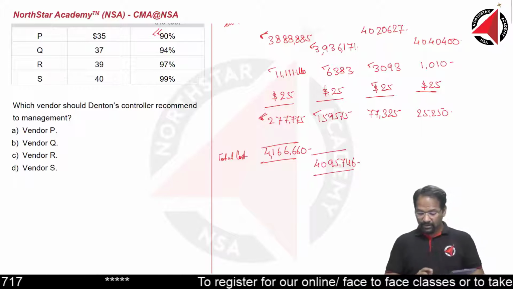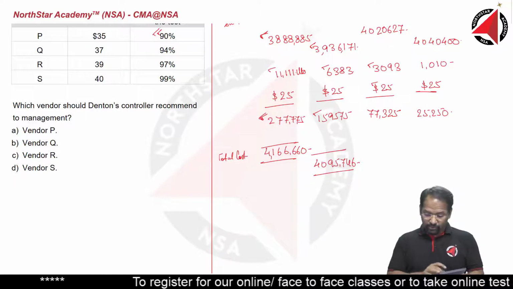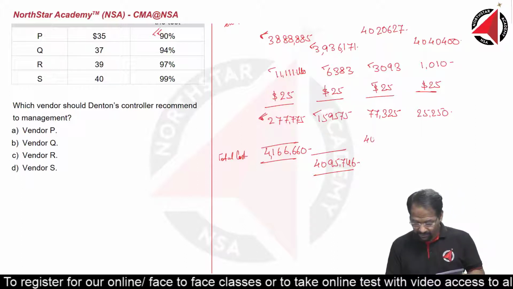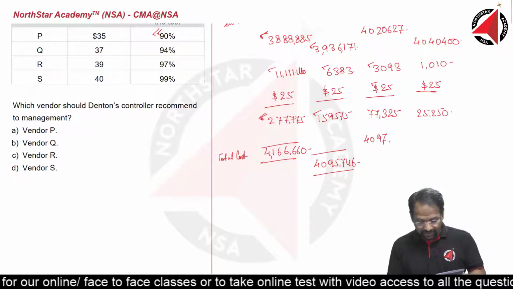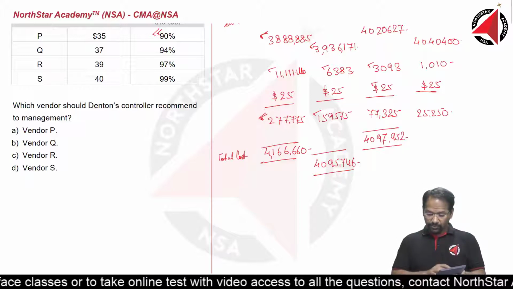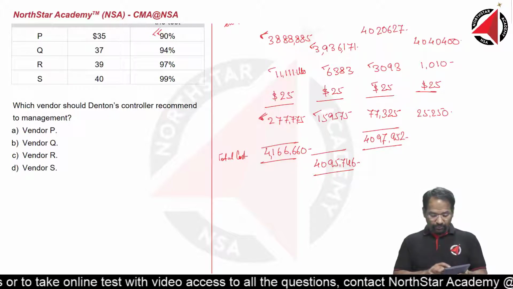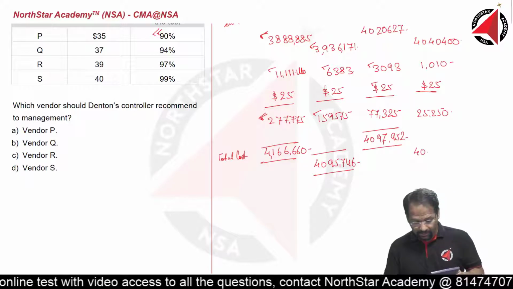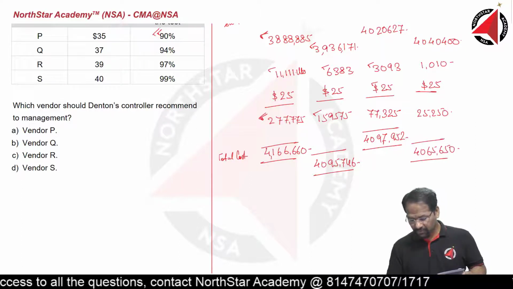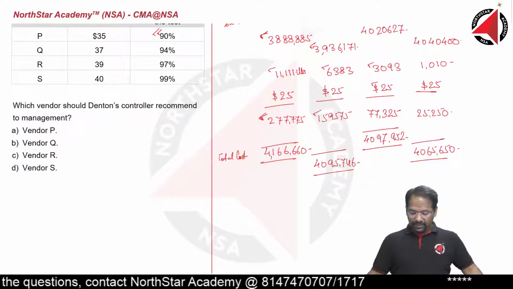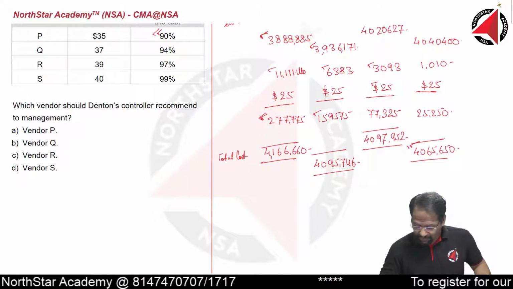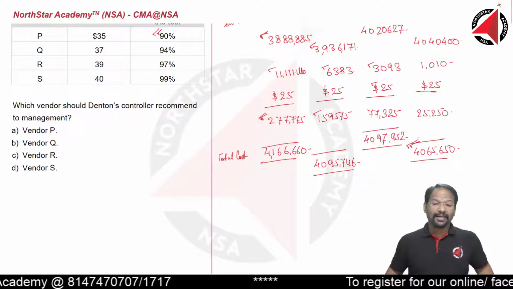Let's calculate for the third vendor. It is 4,020,627 plus 77,325. We get 4,097,952. And the last one is 4,040,400 plus 25,250. We get 4,065,650. So we have got all of them. Now we have to look at which is the lowest cost. The lowest cost is coming from the last vendor, vendor S.